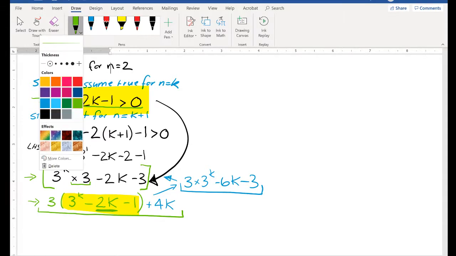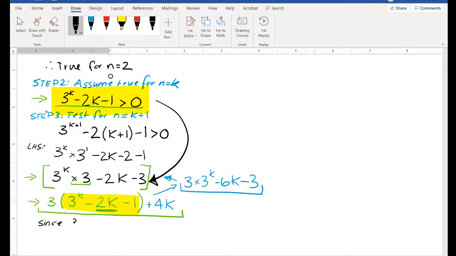Now it's as simple as, the hard stuff is done. We know, since 3 to the power of k minus 2k minus 1 is greater than 0, from step 2, and you can put step 2 if you want, then 3 lots of that is still going to be greater than 0. And I could even just put in one step, 3 lots of that plus 4 lots of k is still going to be greater than 0.